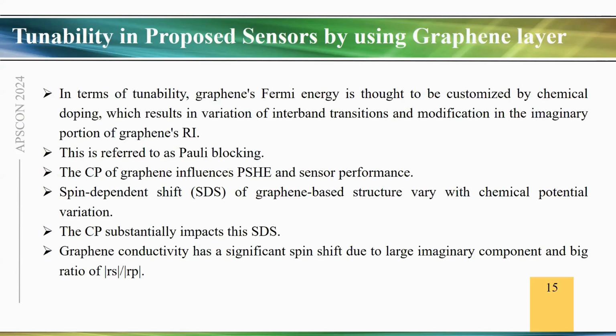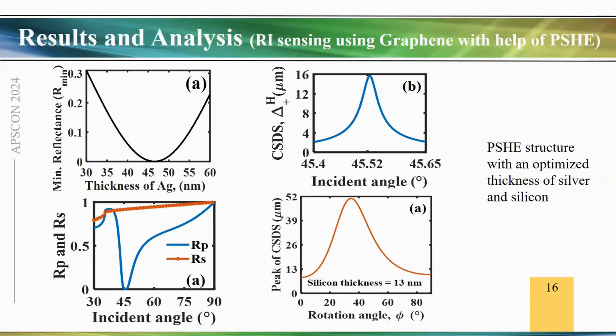The chemical potential impacts the spin dependent shifting. Graphene conductivity has a significant shift due to the large imaginary component and the big ratio of RS and RP, where RS and RP are the Fresnel reflection coefficients in the case of S polarization and P polarization. These are the results.